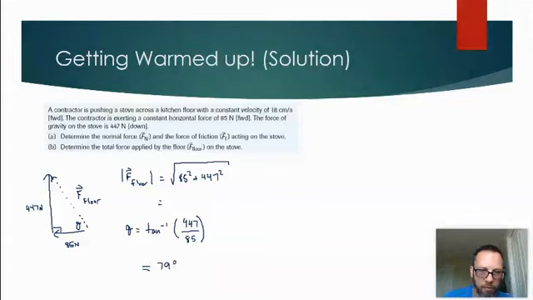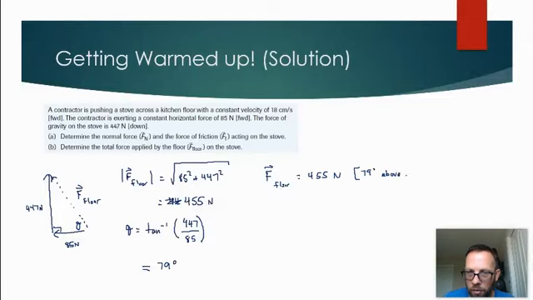So I got about 79 degrees for the angle above the horizontal. And I got about 455 newtons for the total force, 455. So the total force that the floor is exerting on the stove is 455 newtons, and the direction is 79 degrees above the horizontal. If you want to say above backwards, that's fine. Or if you just want to say above horizontal, I get that too.